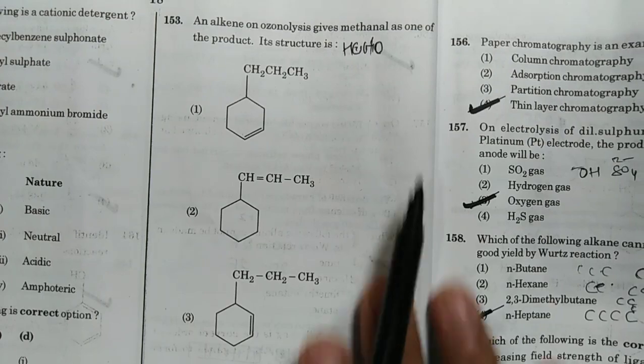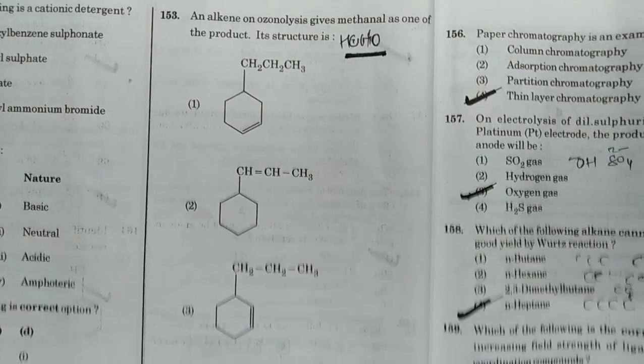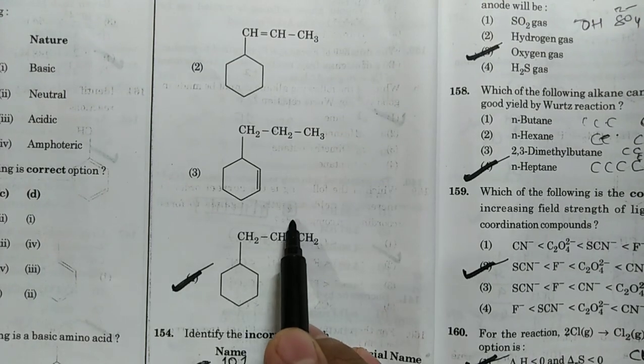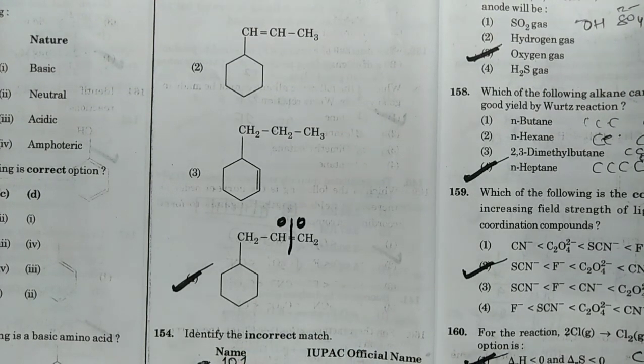Yes, 153. In the case of 153, the alkene on ozonolysis gives methanal as a product, HCHO. HCHO is possible only for this one, because here we will break and oxygen here we will add. Only the fourth option is the correct one.